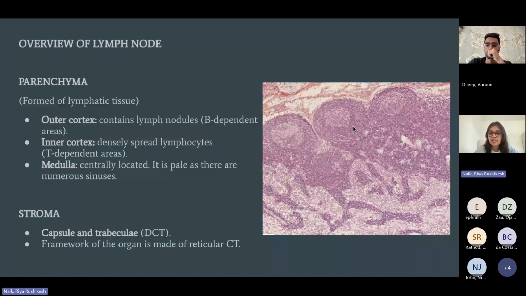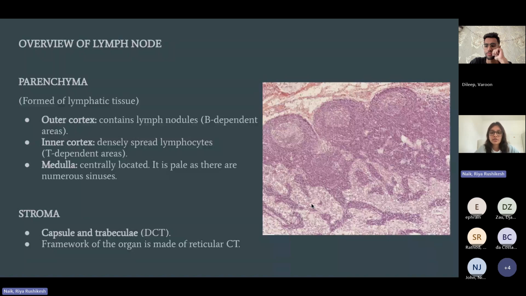The outer cortex is this part over here, and it has these specific circular things which you see here. They are called the lymph nodules. So wherever there are lymph nodules present, that is going to be your outer cortex. Now, all of this other part does not have any lymph nodules, and it is called the inner cortex. This pale structure over here is going to be your medulla.